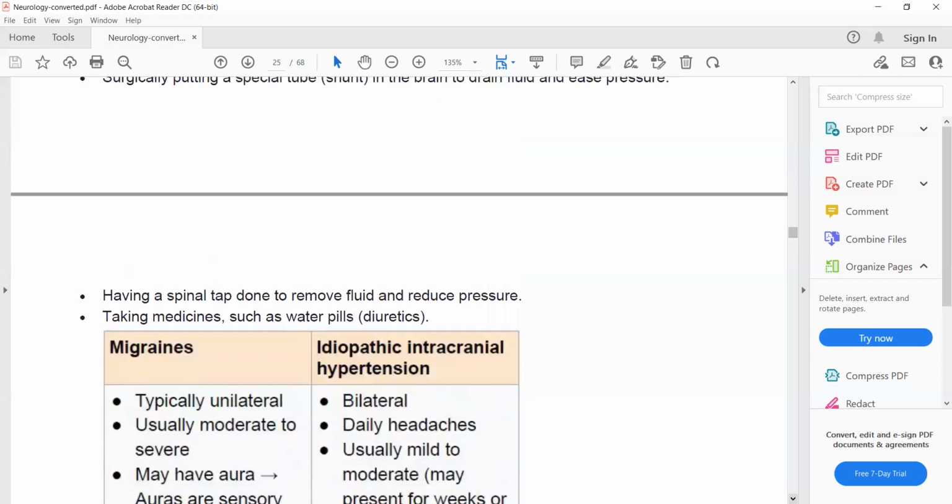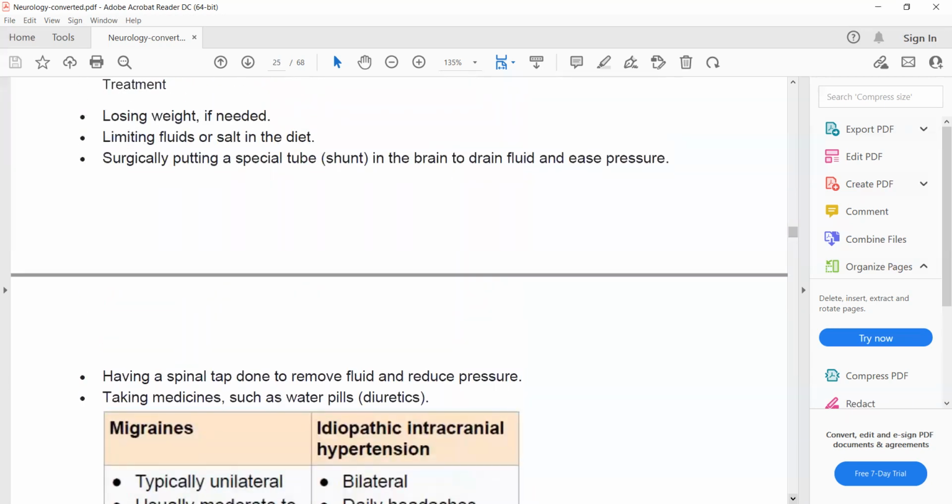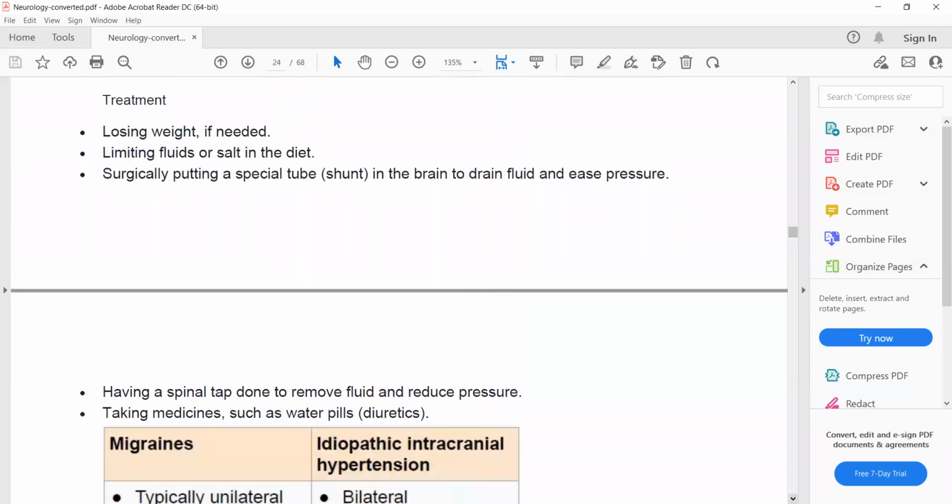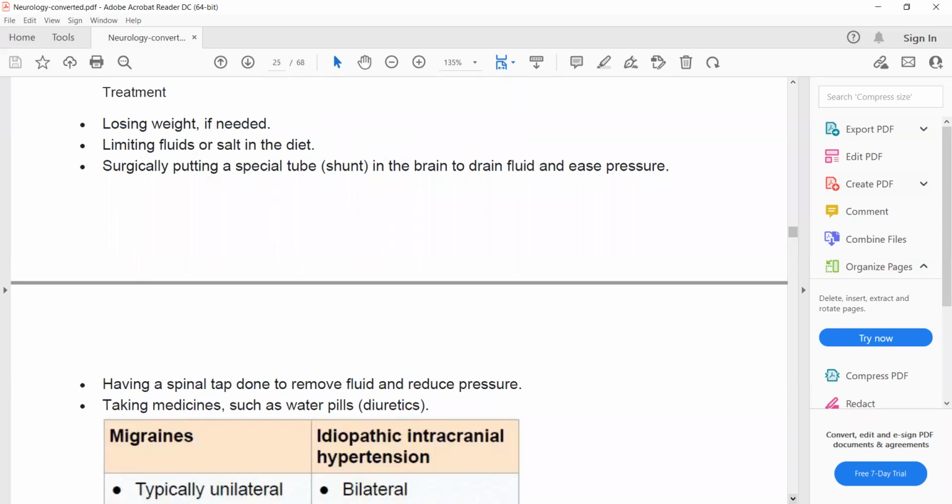The management of idiopathic intracranial hypertension is losing weight if needed. If the patient is overweight, then you will advise him to lose weight and limit fluids or salt in the diet.